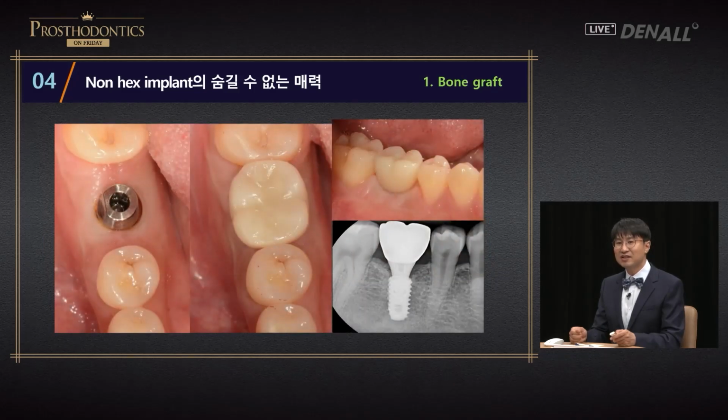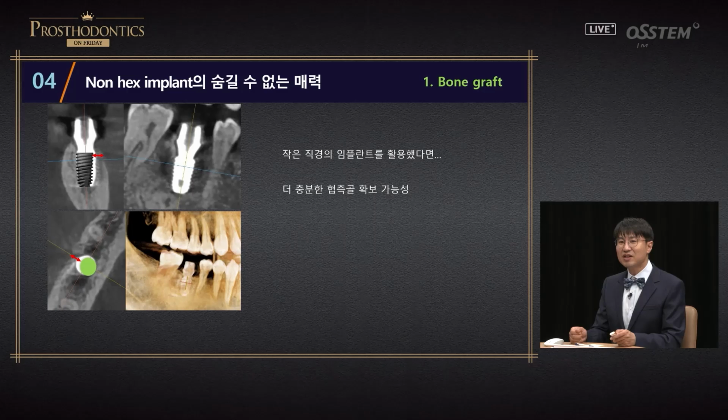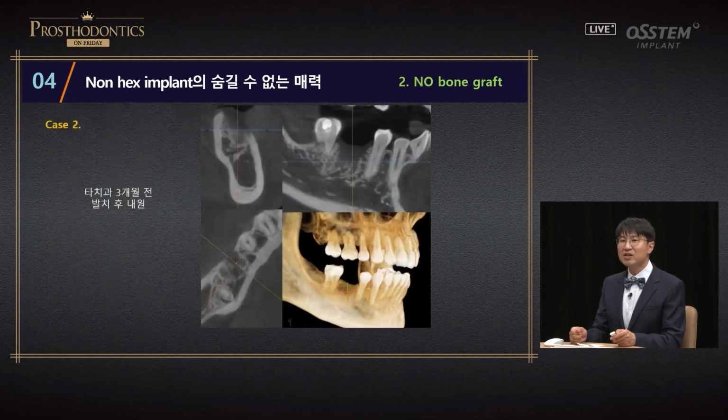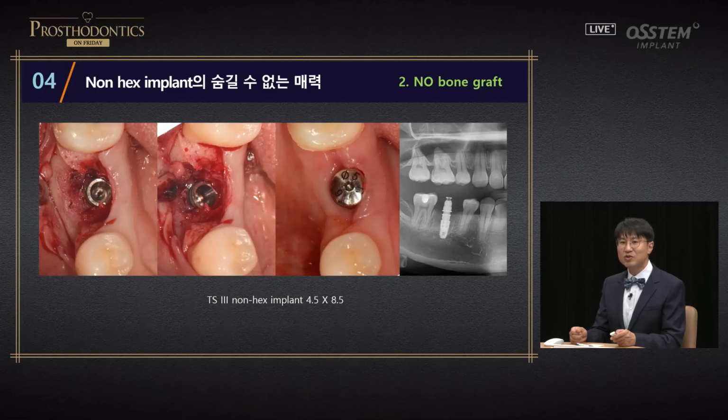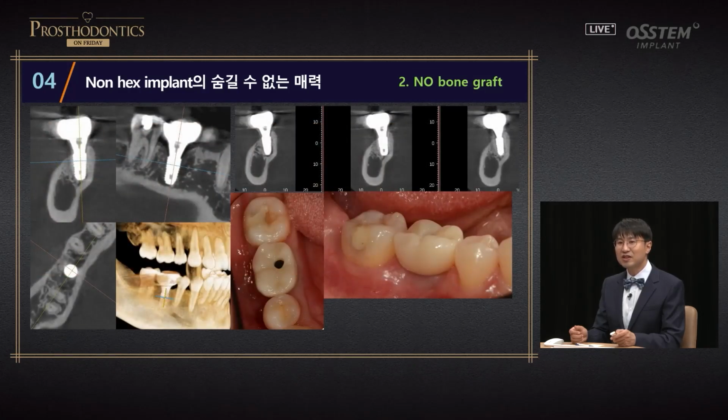This is the final prosthesis. This is the CT image. Buccal bone width was gained with bone graft, but if I had used a smaller diameter implant, I would have been able to gain more sufficient buccal bone width. These days, in similar situations, I use a smaller diameter implant and I place it more lingually. I was able to get more self-contained space. If you reduce diameter, you can get more sufficient self-contained space and more ample buccal bone.